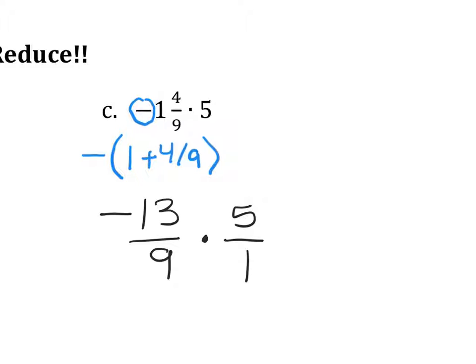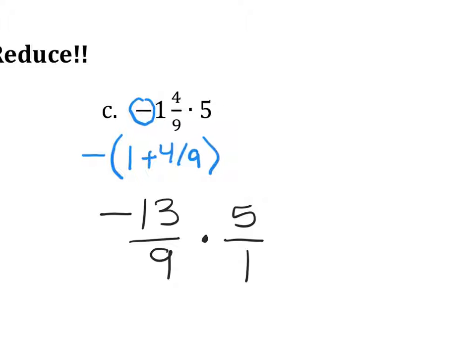So you should have ended up, before you did the multiplication, negative 13 over 9 times 5 over 1. Whenever you just have an integer like that, it's always that implied over 1. You don't have to write the over 1 if you don't want to, as long as you realize that the 5 goes with the numerator when you're multiplying.